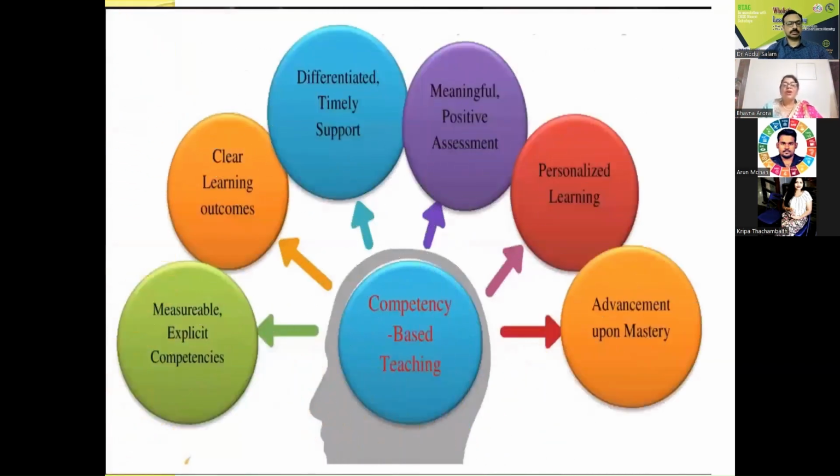Now you see, we talk about competency-based teaching these days, which talks about measurable, explicit competencies. It talks about clear learning outcomes. No problem, even if you go to a class and after writing the topic and whatever you want to write, you write your learning outcome also on the board. Let children know what is going to be the outcome of this precise planning of these 35 to 40 minutes of your class. Differentiated, timely support, meaningful positive assessment.